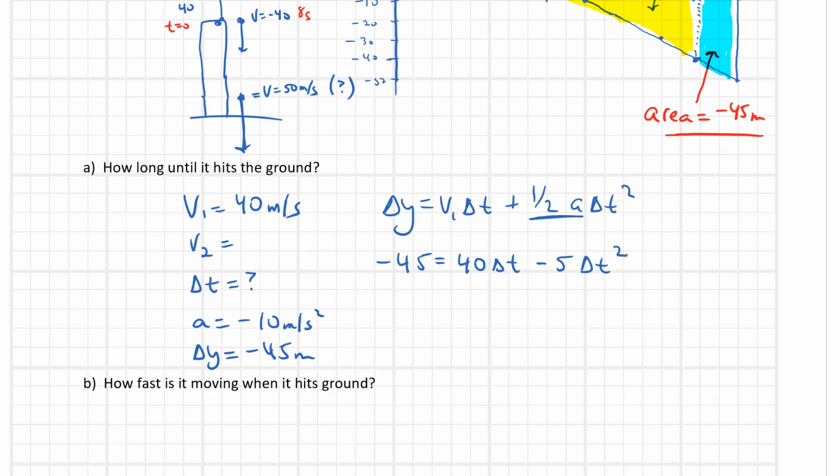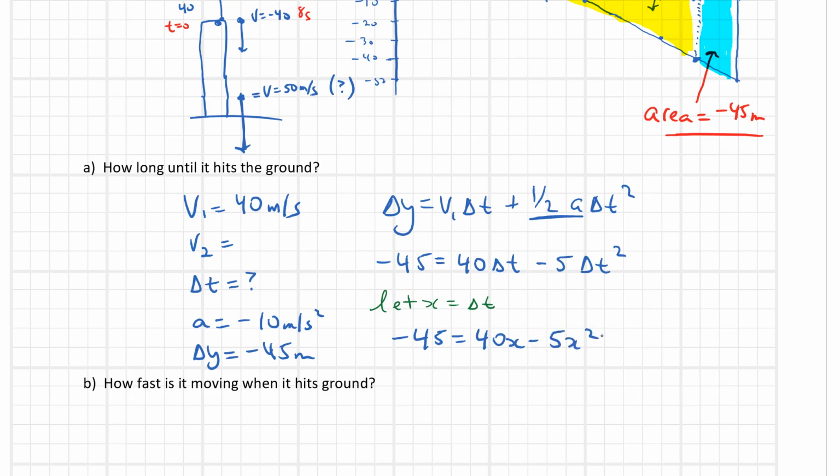So this is a quadratic equation. It looks a little crazy, so what I'll do first is say, I think your math brains are going to go, that looks nicer to me. If I say let x equal delta t, then it gets minus 45 equals 40x minus 5x squared.